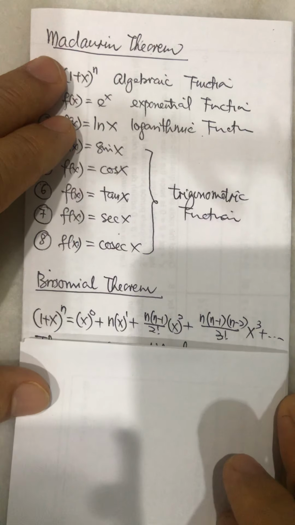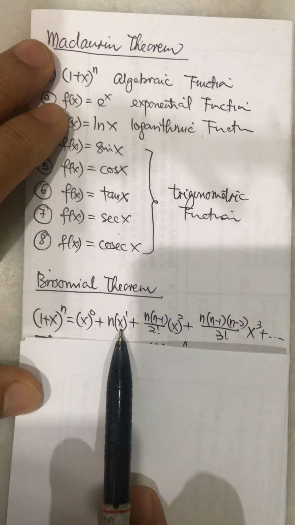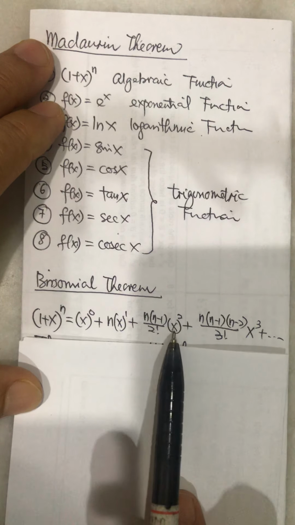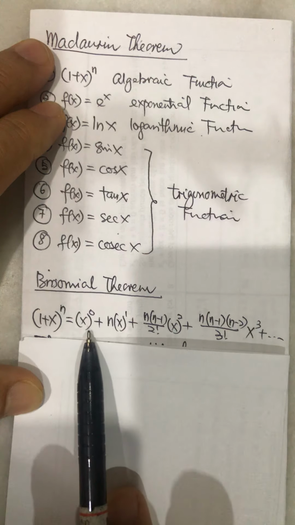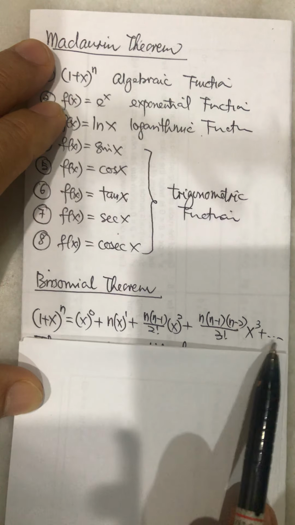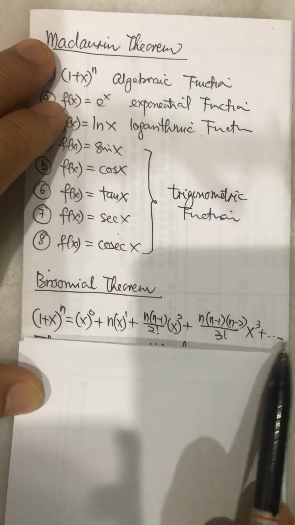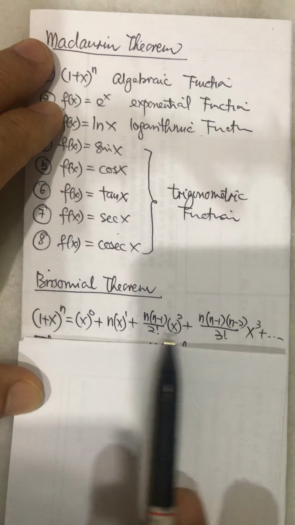When you want to expand it, this is x to the power 0, then n x to the power 1, then n(n minus 1) over 2 factorial times x squared, and so on. This is the binomial theorem. When we expand it, we have many terms, and when you add up all the terms, it forms a series. A series means it is made up of many terms added up.